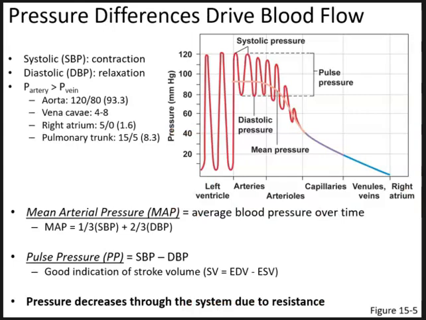Pressure differences drive blood flow. Unless specified, we are talking about pressures within the arteries. So we talked about systolic blood pressure being an indication of contraction, and diastolic blood pressure being an indication of relaxation. We also know that pressure within the arteries is usually greater than the pressure within the veins, allowing for blood to flow from the arteries to the veins.